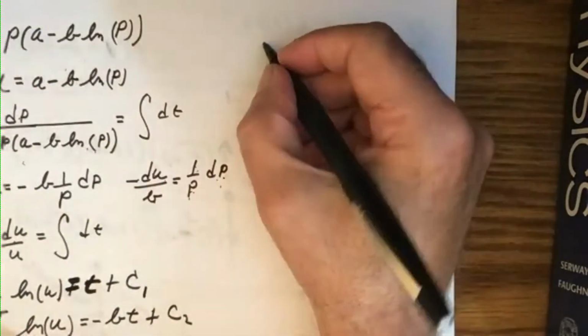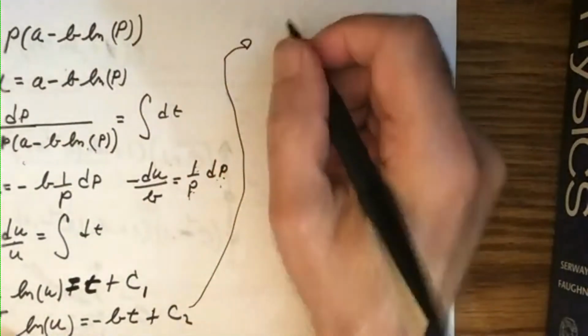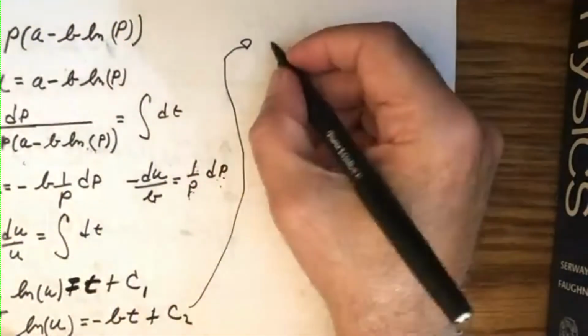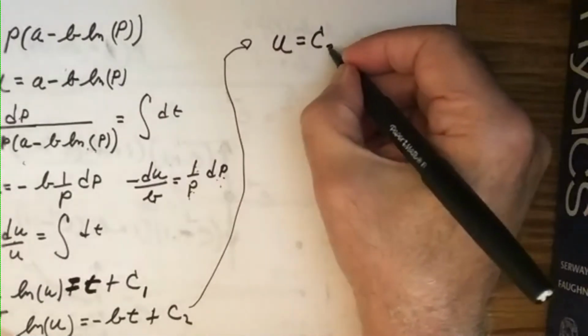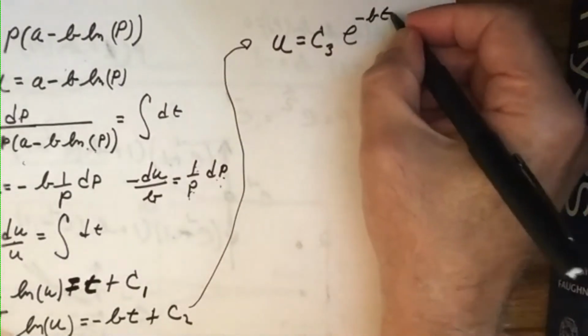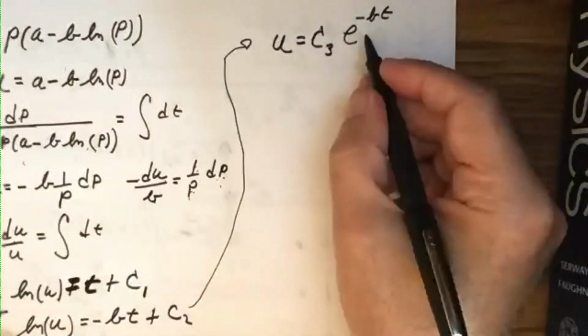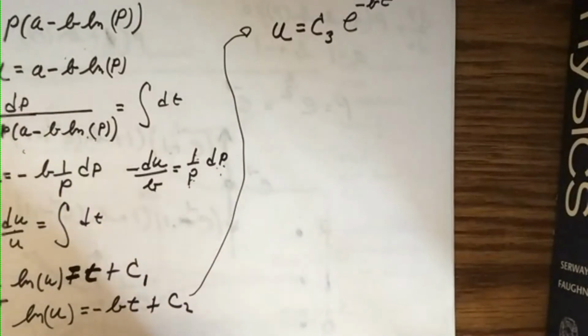Okay. So hopefully everybody can see now. If I take the exponential of both sides, u is equal to, I'll call this a new constant now, c3 times e to the minus bt. I hope everybody knows how to get from here to here at this point, right? Because I can write this when I take the exponential.